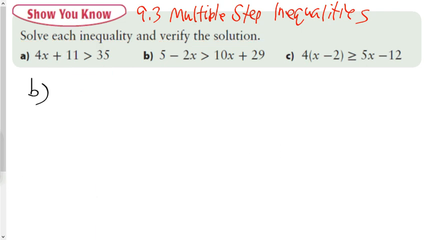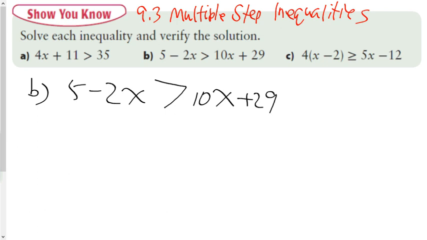Question B gives the inequality: the expression 5 minus 2 times the value of a number will have a value greater than taking that same number, multiplying it by 10, and adding 29. At first, if you just think of it rationally, this seems like x would be an impossible number. Right? 5 take away 2 times a number will have a value greater than multiplying that number by 10 and adding 29.